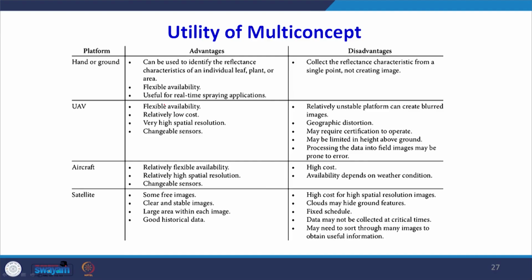So, in a nutshell, there are some advantages and some disadvantages when we are using the data from different platforms. Whether it is ground, UAV, aircraft or satellite data, there are advantages and disadvantages because of the cost involved, the resolution, and the area which is covered. So, we have to make a compromise between the three and also remember the end product objective when we are selecting a particular satellite data.